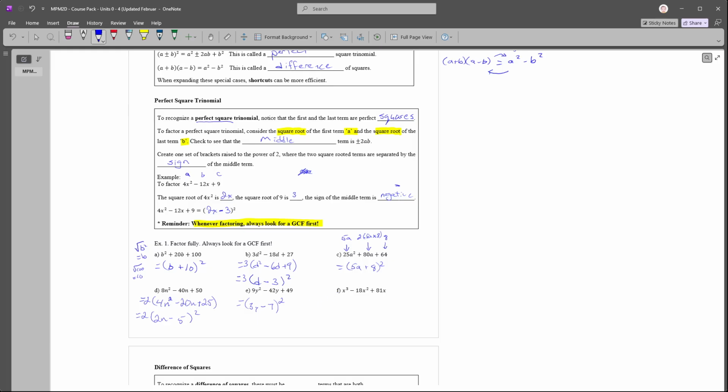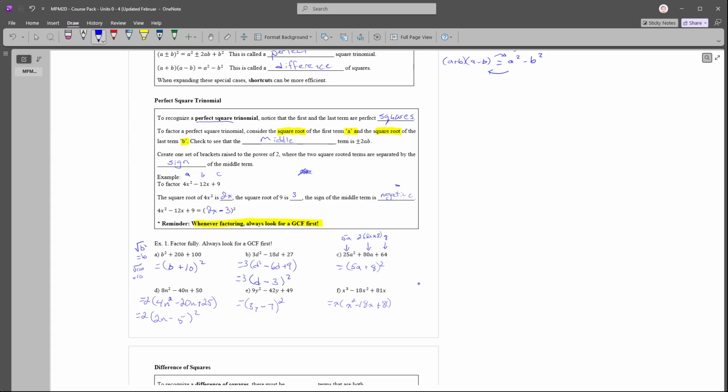We have x cubed minus 18x squared plus 81x. I don't have any coefficients that can be factored out, but I can factor out an x. So let's do that. And now we have x squared minus 18x plus 81. All right. So this would be a simple trinomial if we had to factor it like that. But let's see if we can use our shortcut. The square root of x squared, is it a perfect square? Yep, it's just x.